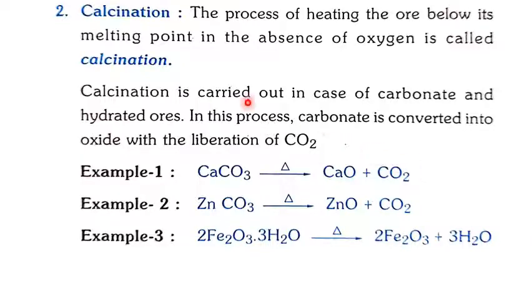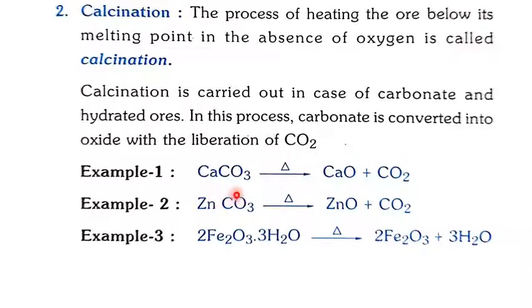So, what is calcination? The process of heating the ore below its melting point in the absence of oxygen is called calcination. Calcination is carried out in case of carbonate and hydrated ores. In this process, carbonate ores are converted to oxides with the liberation of carbon dioxide.